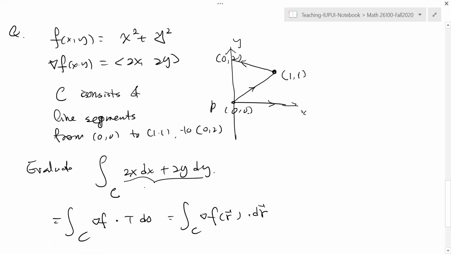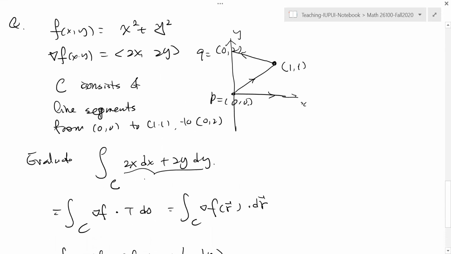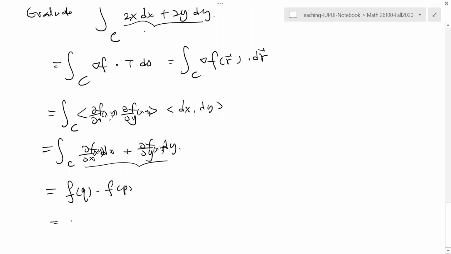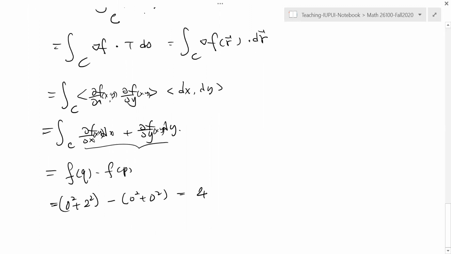What is point Q? This is the starting point, this is the end point. So all I have to do is evaluate at the point Q, which is (0, 2). So 0 squared plus 2 squared, minus 0 squared plus 0 squared, so it's 4. As long as you can recognize this vector field is a gradient of some function, then you don't need to waste time evaluating the integral. Just take the difference of the values at the two endpoints.